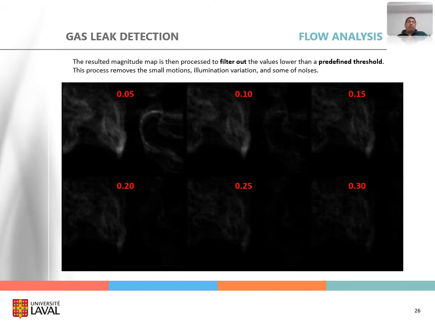After applying optical flow analysis, we filter out the values lower than a predefined threshold. So the process removes the small motions, illumination variations, and small noises. You can see here different results with different thresholds.